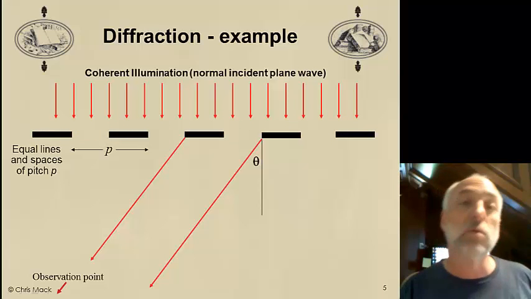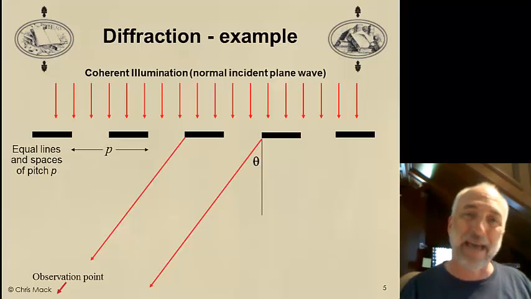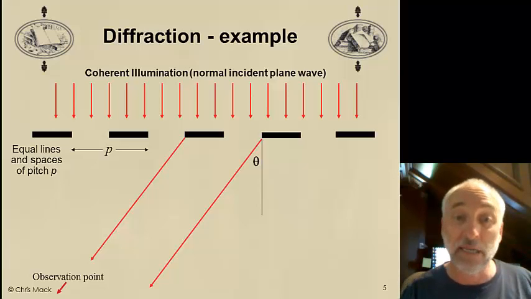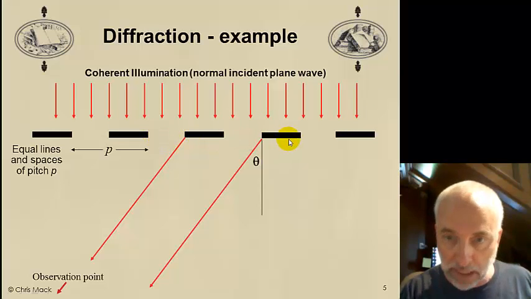We will call that coherent illumination, but we'll worry about the definition of that term and why I'm applying it here later. For now, we'll just think of it as a normally incident plane wave of light, so all the light has the exact same phase when it hits these openings.